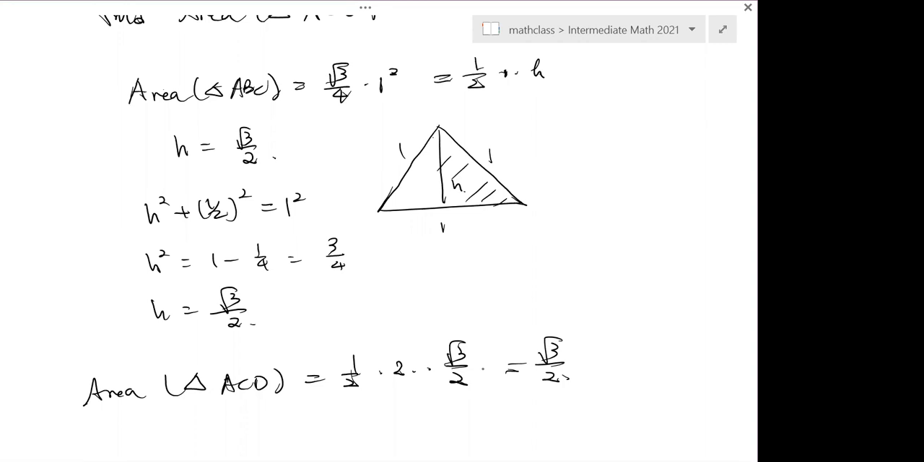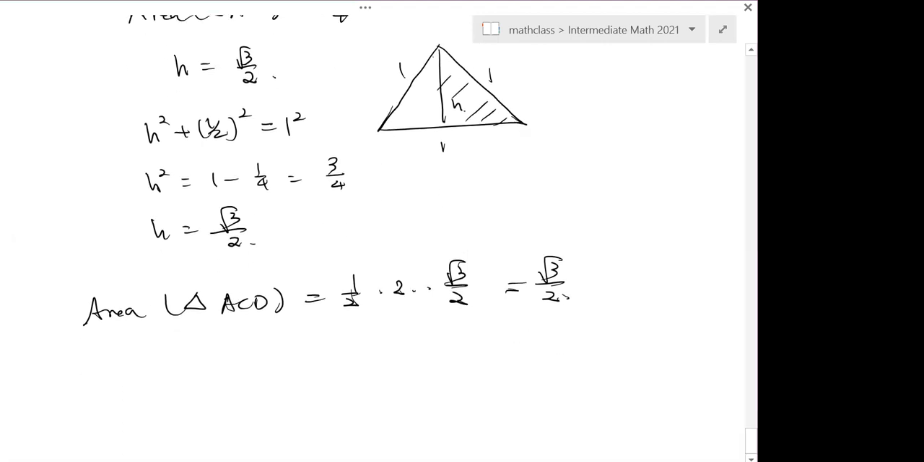It's a two-step problem. We use an equilateral triangle to determine the height. Once you know the height, either way works: you can use the area formula for the equilateral triangle if you know it, or you can just find the height and then use the height to find the area of the triangle. Okay.